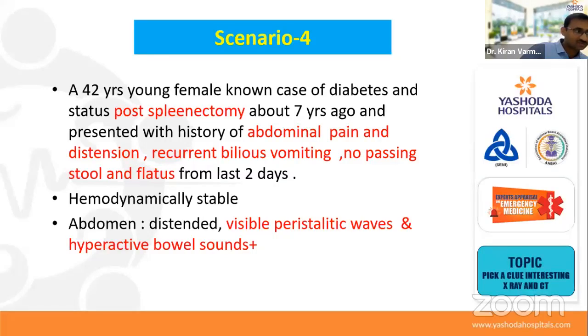It's SAO. Why SAO? 1 plus intestinal obstruction. It's good. So by keeping all these differential diagnoses, we had done the X-ray abdomen. I think there's a problem with the internet or laptop.